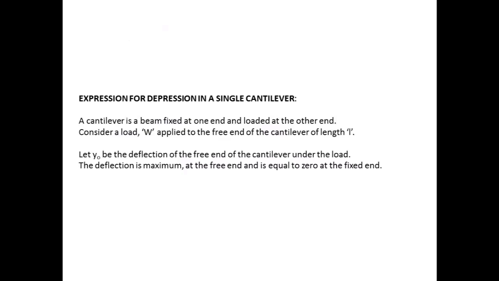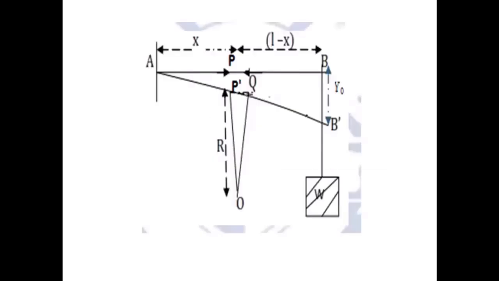Let Y naught be the deflection at the free end of the cantilever under the load. The deflection is maximum at the free end and is equal to 0 at the fixed end. We are calling the depression, that is the displacement of the free end under the action of the load, Y naught at its free end.